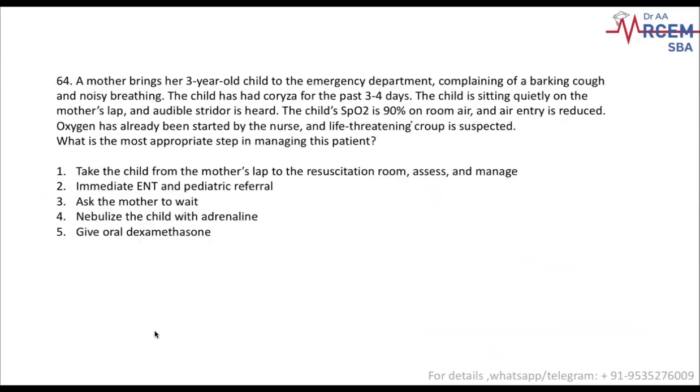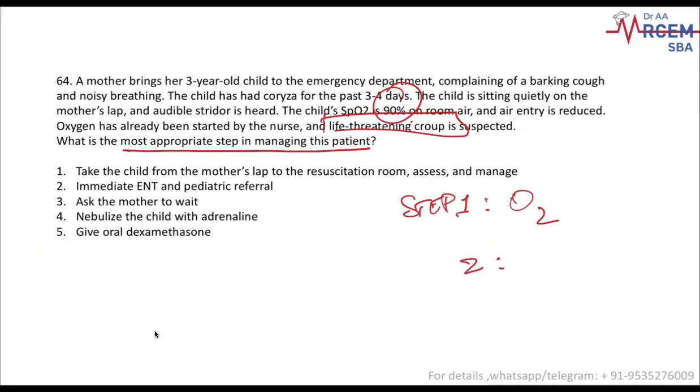You're suspecting life-threatening croup in this patient. They are asking for the most appropriate step in managing this patient. Whenever there is life-threatening croup, with saturations on the lower side, what will we be doing? First step is give oxygen. Before going to the options themselves, remember the first step is oxygen. Second step, I'll be involving the ENT, pediatrics, and the anesthetists. The third step is where I'll be giving adrenaline nebulizer.